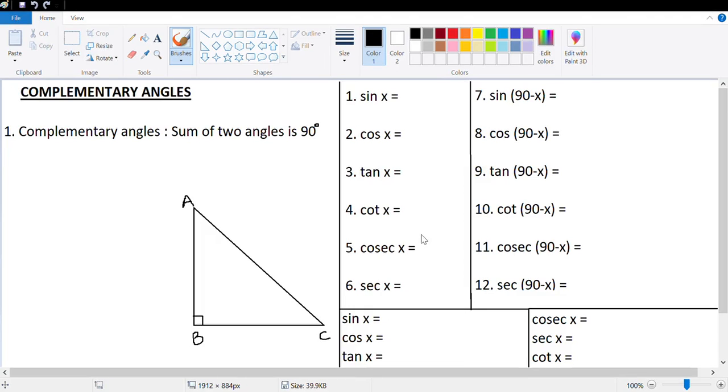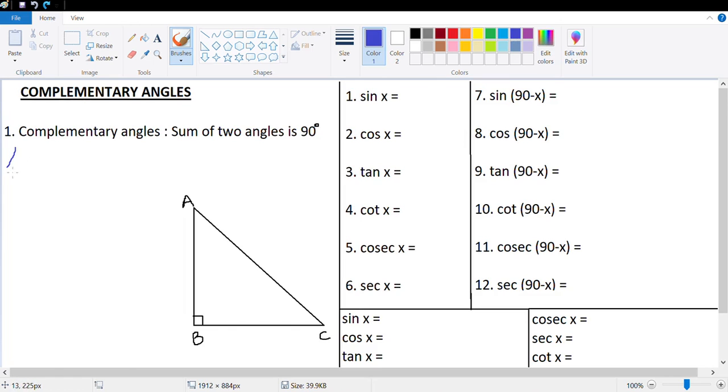Hi guys, let's look at the next chapter. The next chapter that we do is complementary angles. This is the last chapter in the concept of trigonometry. So what are complementary angles? We've done this earlier. Complementary angles are two angles whose sum is 90 degrees.